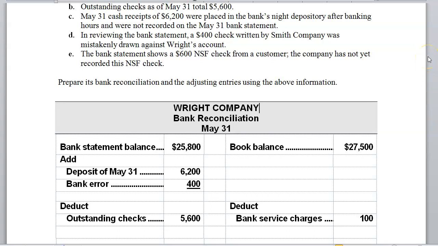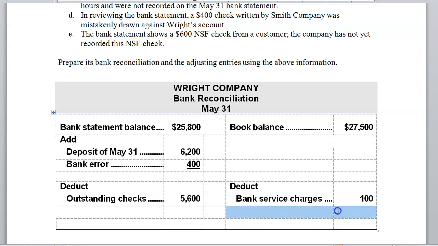On E, the bank statement shows a $600 NSF, so that's an insufficient funds check from a customer. Basically, they just wrote us a bad check, but we've recorded the original check that we received from the customer and added it to our general ledger balance. The NSF part, where the bank said this check's not any good, we have not corrected in our general ledger yet. So we need to subtract that from our book balance. Basically, we're going to go back to that customer and say, you wrote us a bad check. You still owe us the $600.